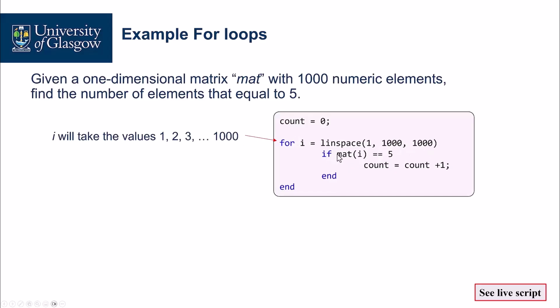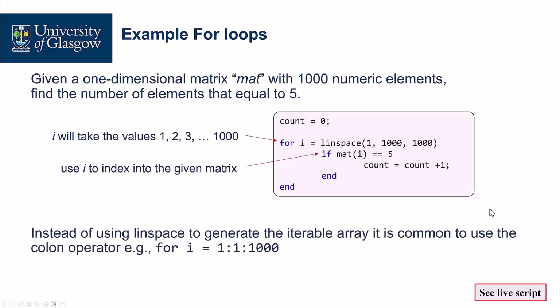Then we go to the body of the loop. If mat(i), using matrix indexing, the ith element of the 1D matrix mat, equals 5, we add 1 to count. So eventually we will know how many 5s there are. An alternative to linspace, recalling last week's class, is the colon, right? To generate 1, 2, 3 to 1000, I can also use 1 colon 1 colon 1000. This generates the same thing, and this is more widely used in the for loop. So this is the for loop.